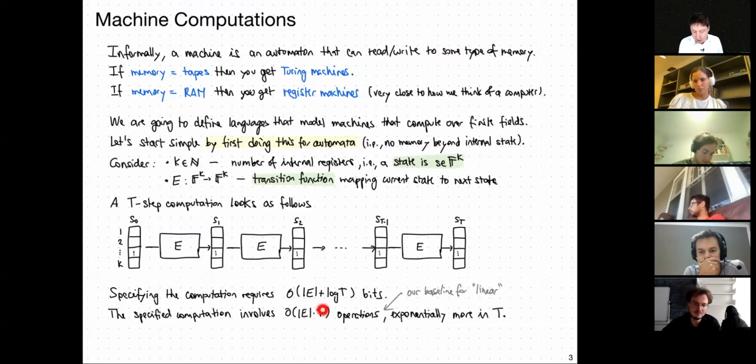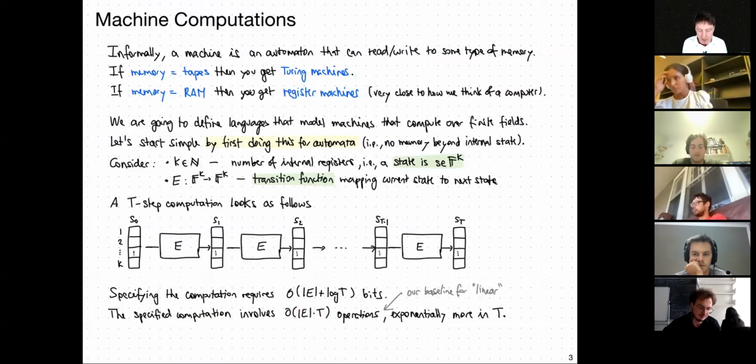And so this is going to be our baseline for linear. We're going to want to aim for proof lengths that are this many field elements. If we have a proof length that is e times t field elements, then we call that linear because that's the size of the computation. Of course, the more complex the transition function is, the more we have to take into account, so we do not expect to not pay for that in the proof length. It's an inherent parameter to the complexity of computation, just like the number of applications, the number t.